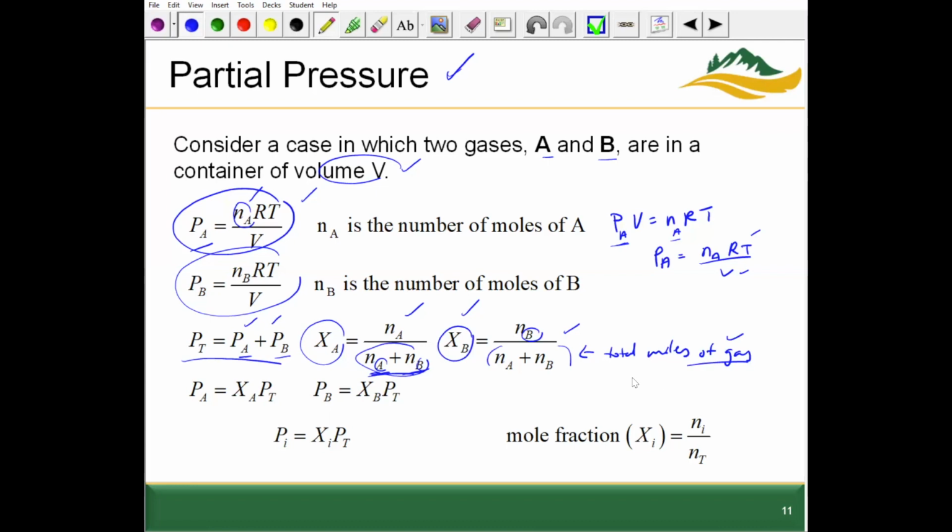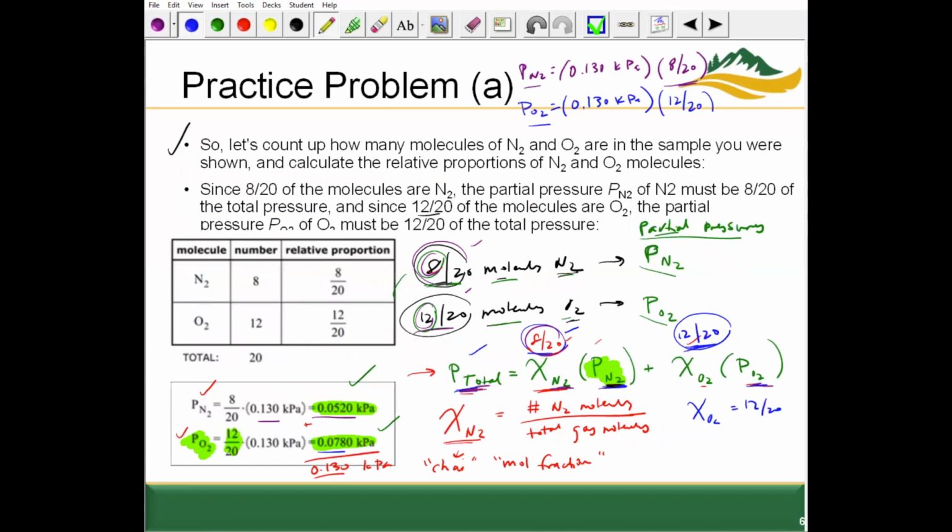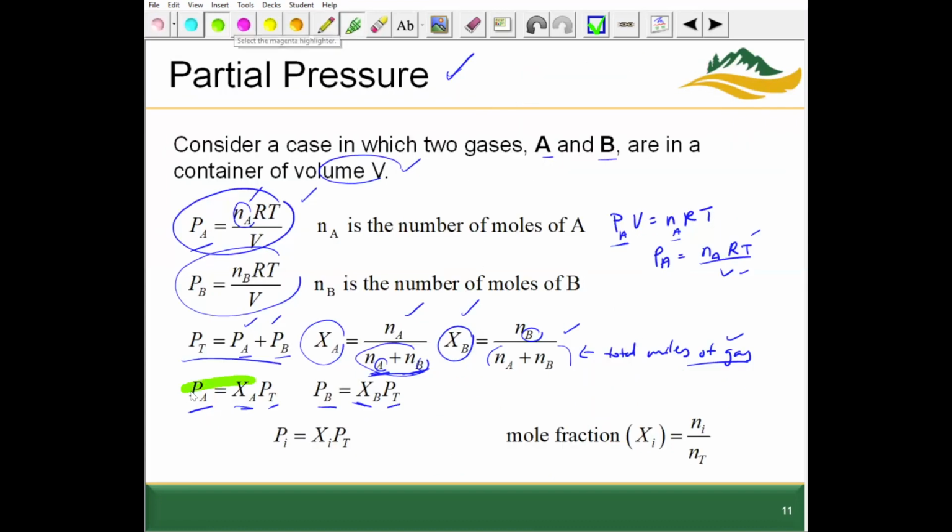Then how we solved that previous problem is that the partial pressure of gas A, or of nitrogen gas, is equal to the mole fraction of gas A times the total pressure. Similarly, the partial pressure of gas B is equal to the mole fraction of B times the total pressure. Just to show you this explicitly again, we took the partial pressure of O2, and we calculated that as the total pressure times the mole fraction of oxygen. We did the same thing for nitrogen. So we ended up using these two equations in that previous practice problem.